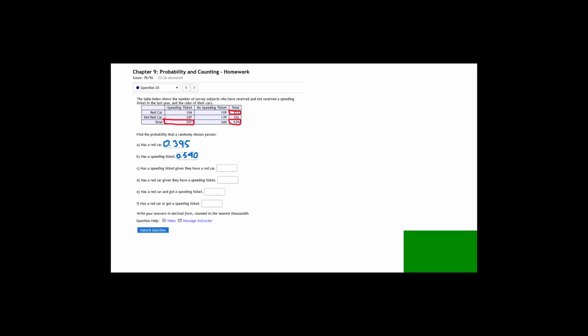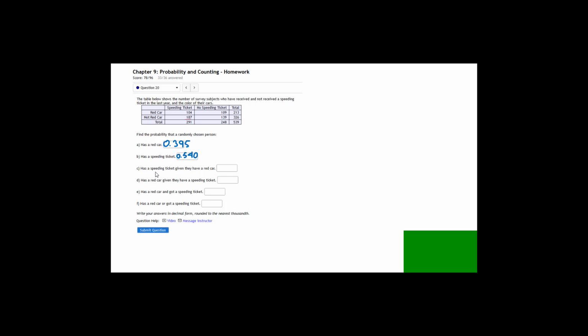The next question is, has a speeding ticket given that they have a red car. Let me see if I can erase some of these. There we go. This is where I'm having the difficulty, in C, D, E, and F. I looked at your handouts, but I'm probably being thrown off by the words and the way they're asking for the answers here.